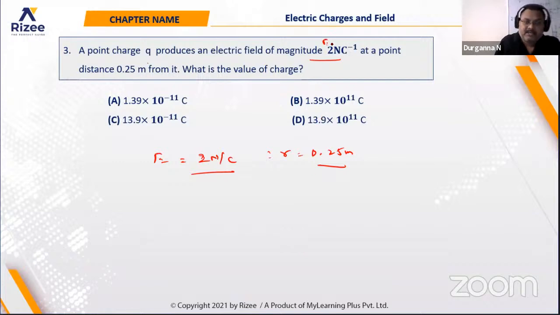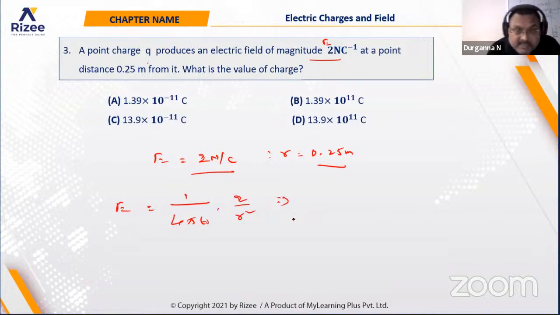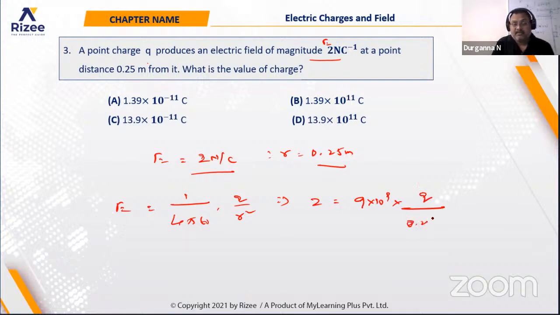So this is your electric field and the distance of separation. What is the formula for the electric field? E is equal to 1 by 4 pi epsilon naught, charge q by r square. What is your E value? Electric field is 2, equal to 1 by 4 pi epsilon naught, 9 into 10 to the power of 9, into charge you should be getting. Distance is going to be 0.25 whole square.